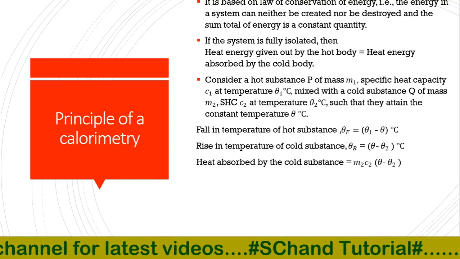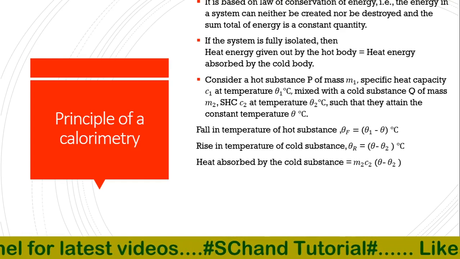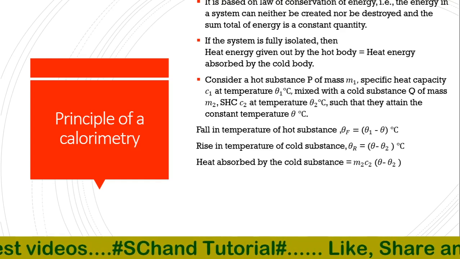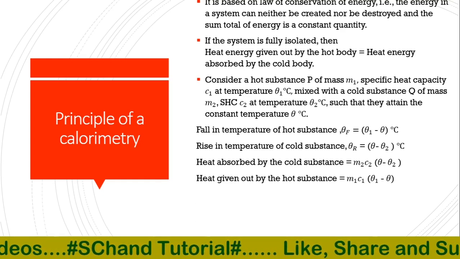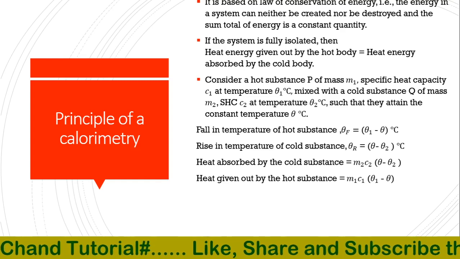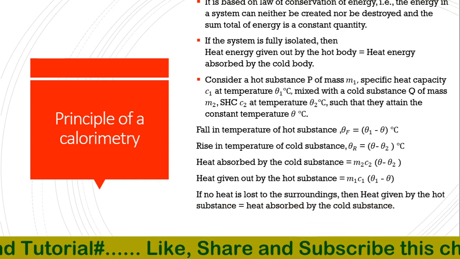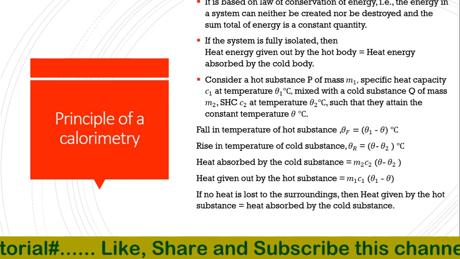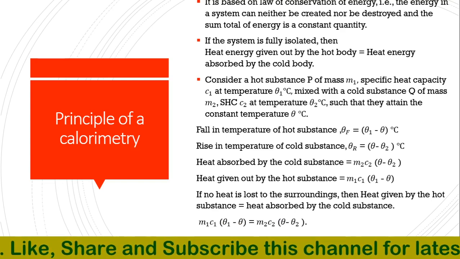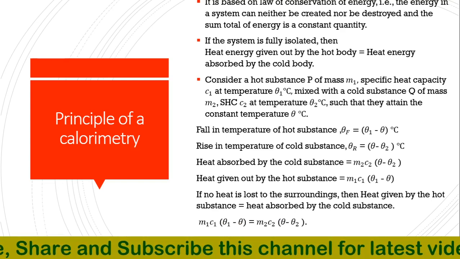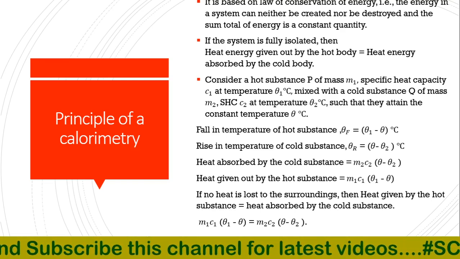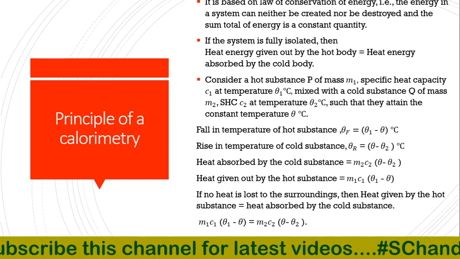Heat absorbed by the cold substance has the formula mcθ. So that is m2 c2 (θ minus θ2), where that is the rise in temperature. And heat given out by the hot substance is again mcθ, that is m1 c1 (θ1 minus θ). So if no heat is lost to the surroundings, then heat given by the hot substance is equal to heat absorbed by the cold substance. So m1 c1 (θ1 minus θ) is equal to m2 c2 (θ minus θ2). This is the principle of calorimetry that will be used later on in the numericals.